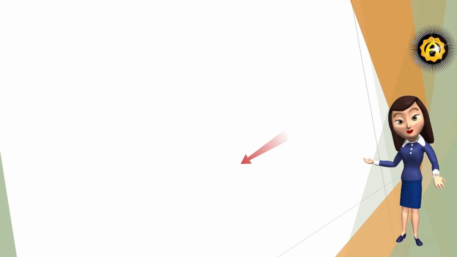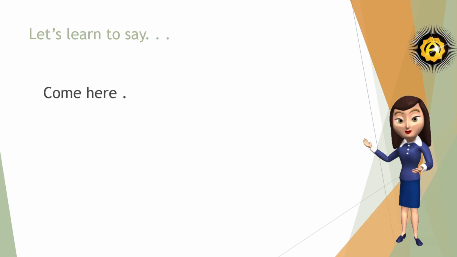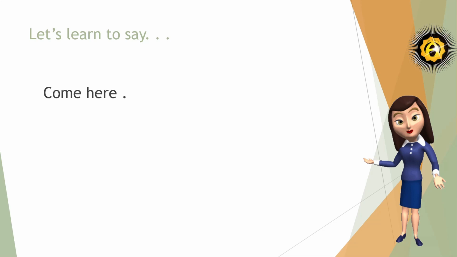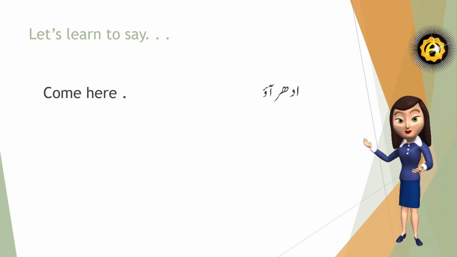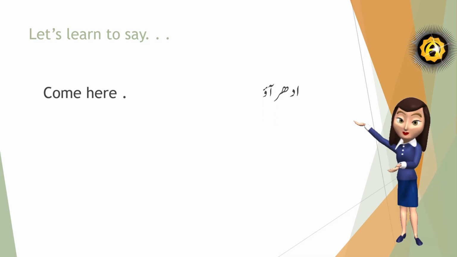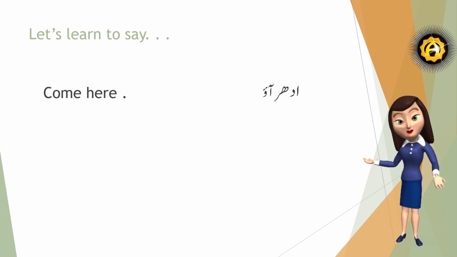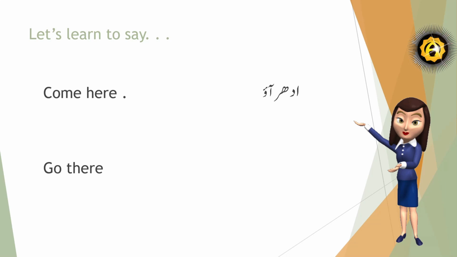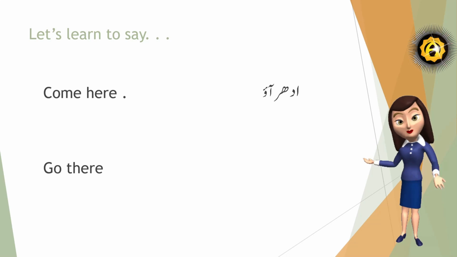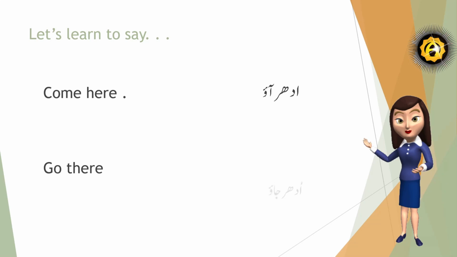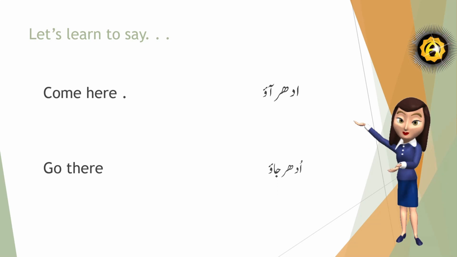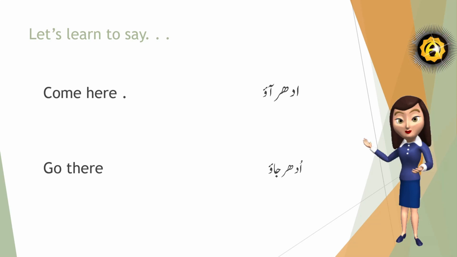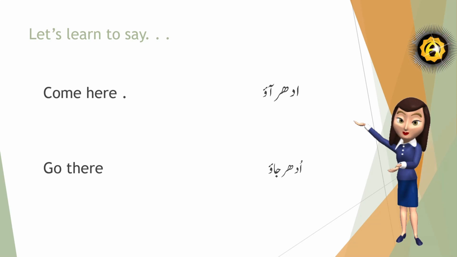Repeat and revise. Okay, now let's learn to say come here in Urdu. In English we say come here and in Urdu idhar aao, idhar aao. Then in English we say go there, go there. And in Urdu udhar jao, udhar jao. Go there, udhar jao.